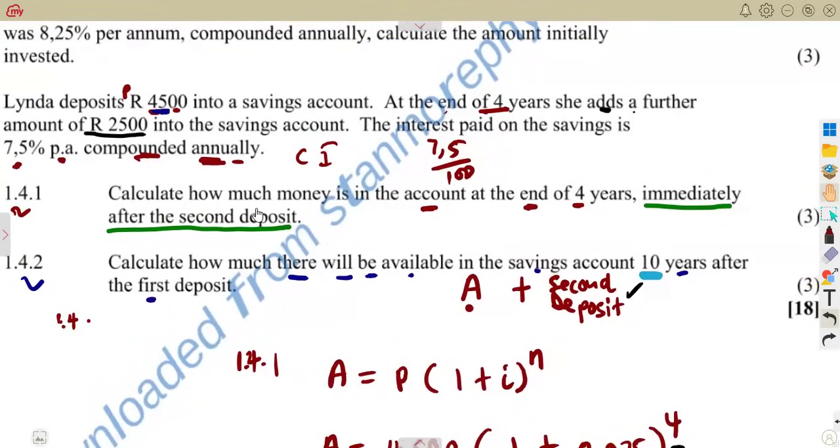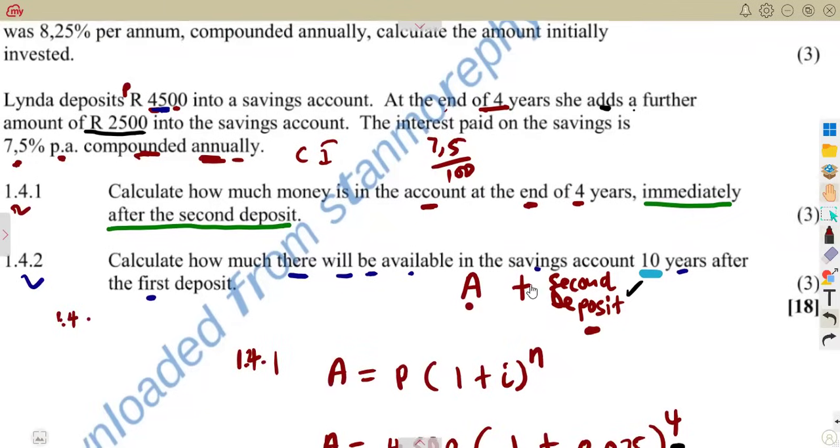If it was not like that, you were going to calculate for the 10 years directly from the initial amount, but it's no longer like that, because within these 10 years, she adds a further amount of 2,500 after the first 4 years. She can also do the same thing. After some years, she adds another amount. It means you have to start again. When a certain amount is being added, you must consider that. Then the interest is affected with that second deposit being involved.